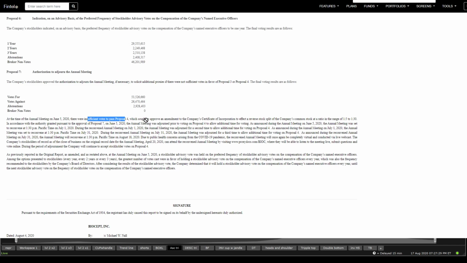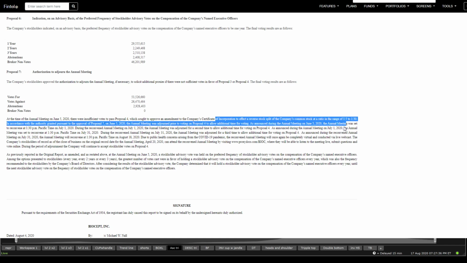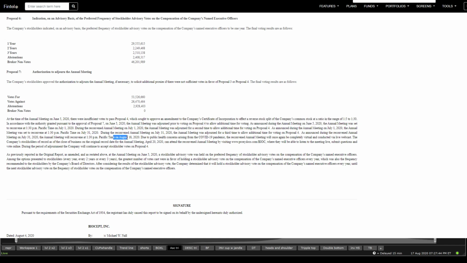There were insufficient votes to pass Proposal 4, which sought to approve the amendment of the company's certificate of incorporation to effect the reverse split of the company's common stock ratio. And then you get to see that the meeting was set to reconvene on August 18th, 2020, at 1:30 p.m. Pacific time. So it is literally tomorrow.